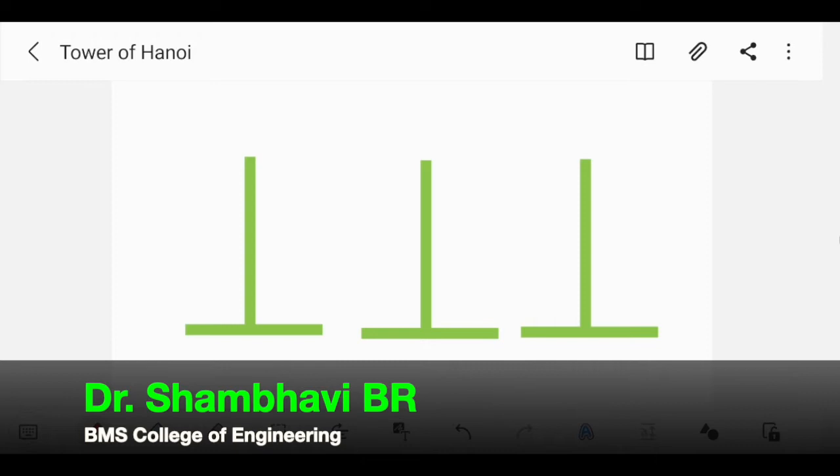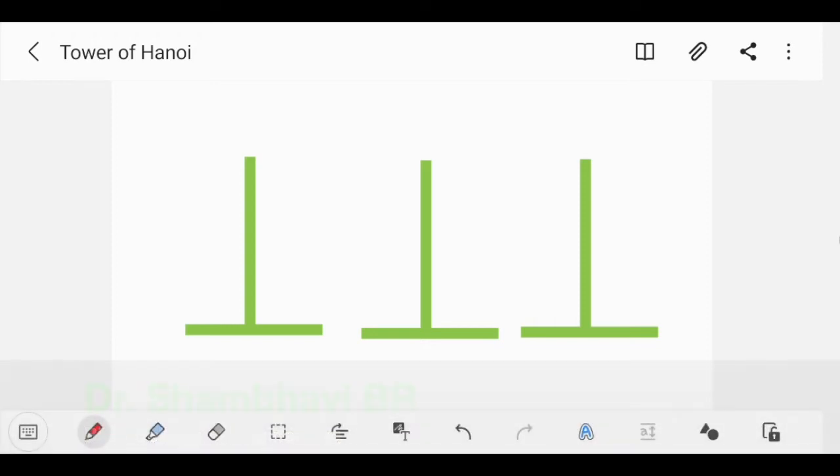Hello everyone. It's time for us to understand a very interesting puzzle called Tower of Hanoi and how it would be solved using recursion. Let's understand the problem statement first and then look at how a solution could be derived for it. So the problem talks about three pegs or rods being given to us, the one that you can see on the screen.